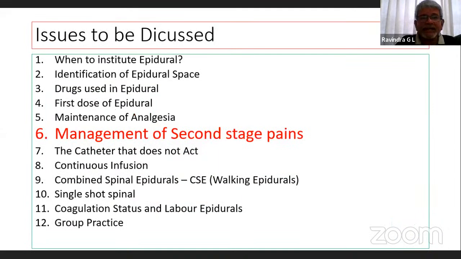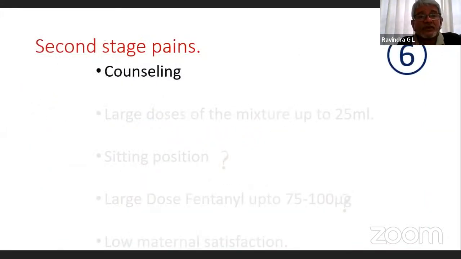Now, okay, we have maintained well, labor has gone through well, and the patient has progressed to second stage. Now, how do we maintain the second stage labor pains? The first and foremost thing is counseling. Now, when to counsel is the question.